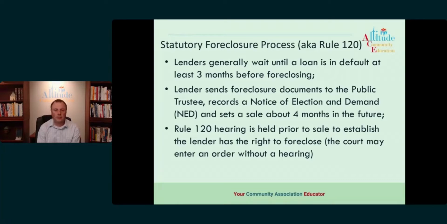Lenders generally wait until a loan is in default at least 3 months before foreclosing. To be honest with you, typically they don't start their foreclosure until an owner is a year or more delinquent, even sometimes 2 or 3 years, depending on where we're at. Right now, because there is equity in properties, they're moving a little bit faster. But when we fall into a recession or the economy starts to slow down and they get overwhelmed with people not paying, back in 2008, 2009, people were delinquent for 2-3 years before a foreclosure would take place.